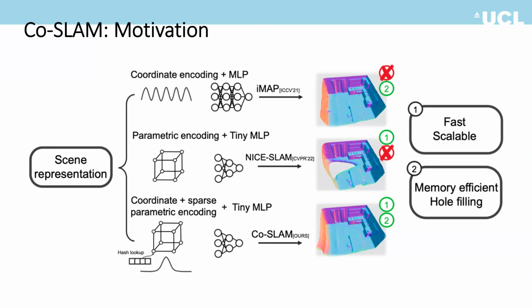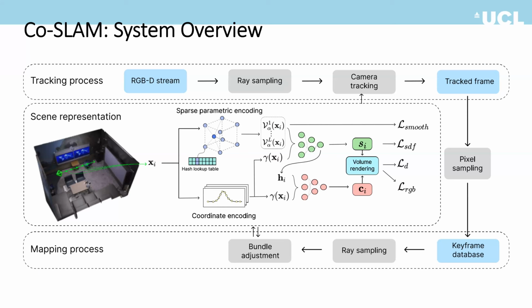I'm just going to go through these two very quickly. In terms of scene representation, one difference is that we switched to a multi-resolution hash grid plus one-blob encoding, which we empirically found to be memory efficient and to have better hole filling ability, while also being fast to train. And as we're doing SLAM here, we're not just optimizing our scene representation, but also the camera poses.